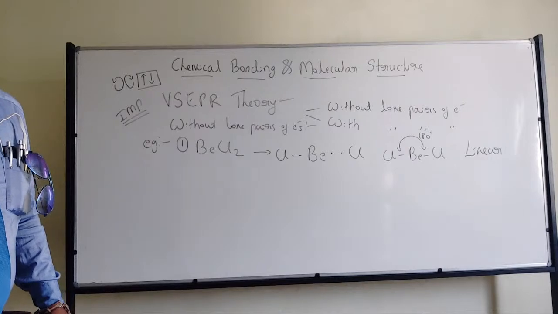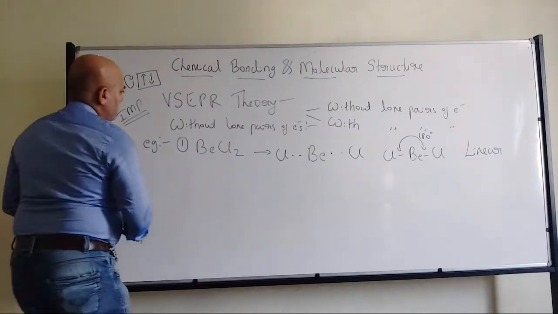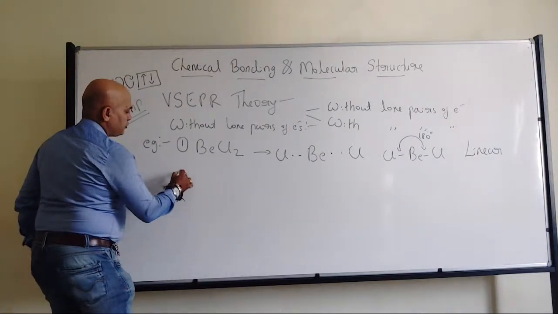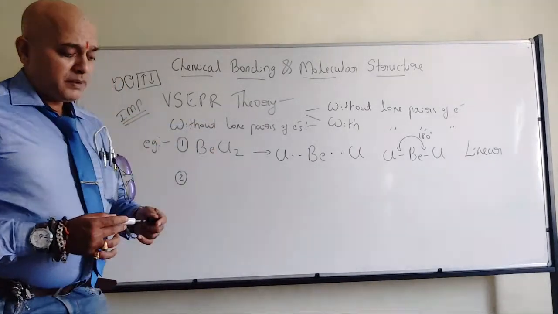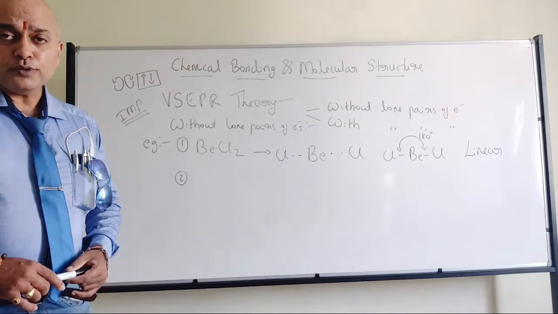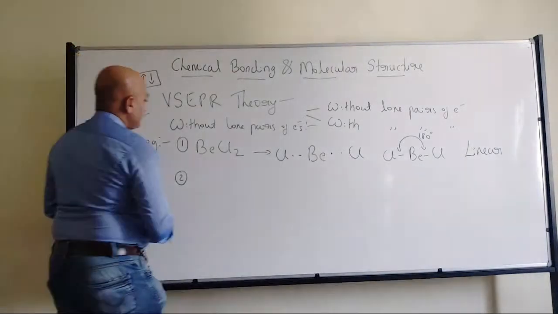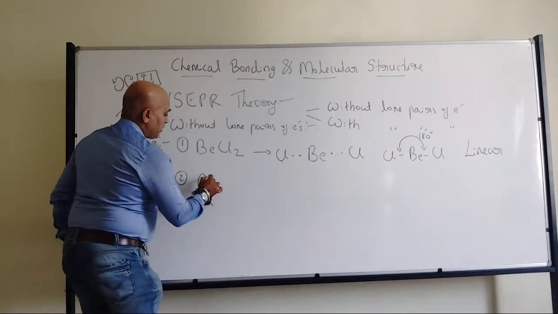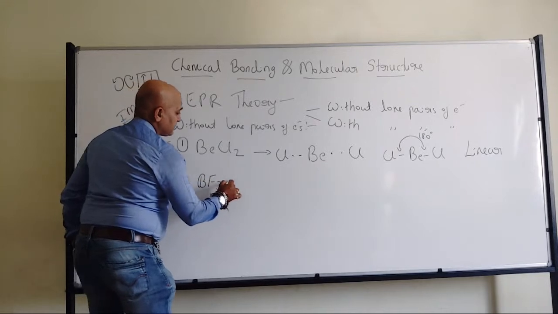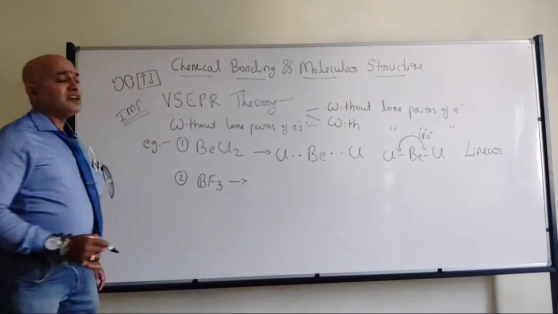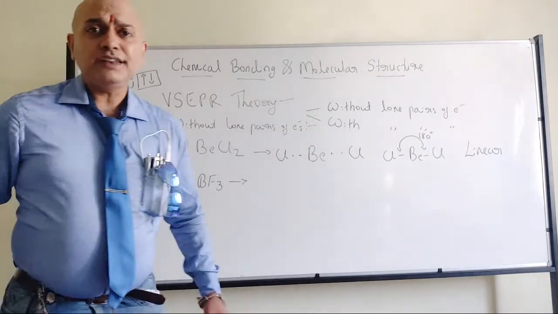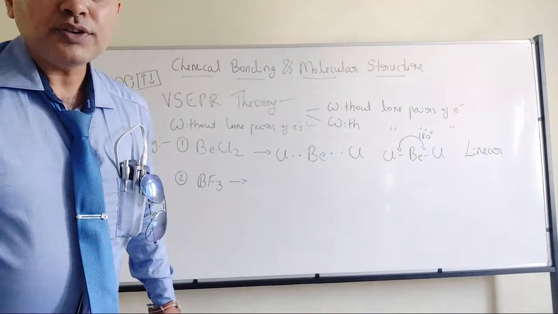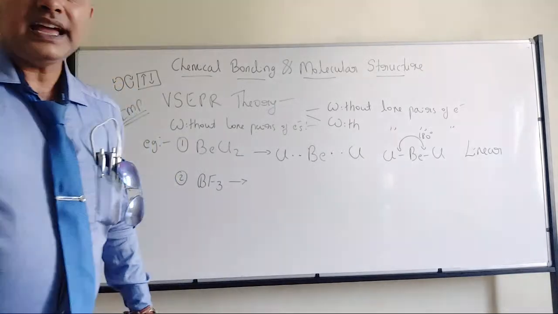Okay? So, another example I will take. Example 2. Same category, without lone pairs of electron. This molecule also we have discussed. Boron trifluoride. Boron belongs to group 13. What is the total valence electron in boron then?